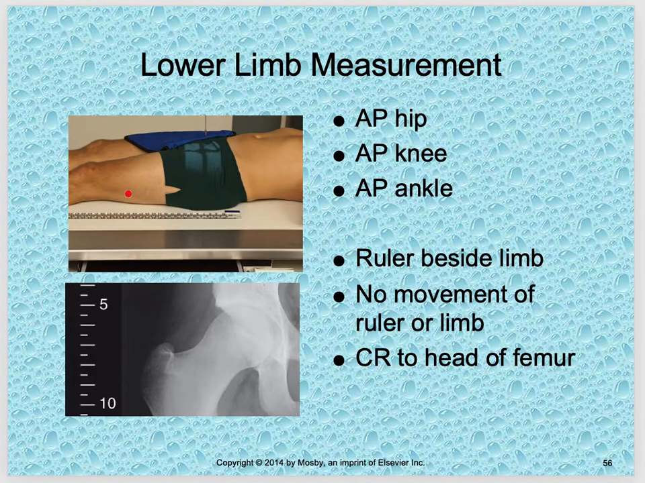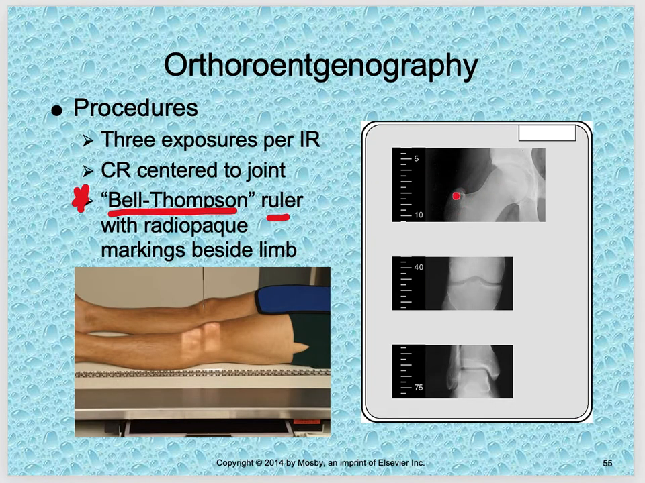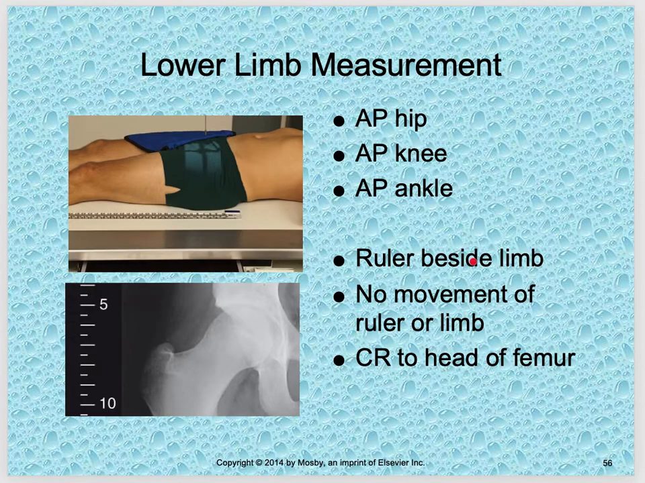Once again, make sure you roll that leg in 5 degrees to get a true AP. For the hip, you may need to roll it in that 15 to 20 degrees to see that greater trochanter and hide that lesser trochanter. So the ruler is placed beside the limb, no movement of the ruler or the limb. So once it's placed, be careful that you're not moving it. It will mess up the measurements and give an inaccurate diagnosis. So don't move the ruler, don't move the limb.